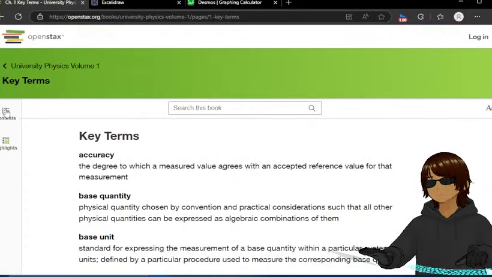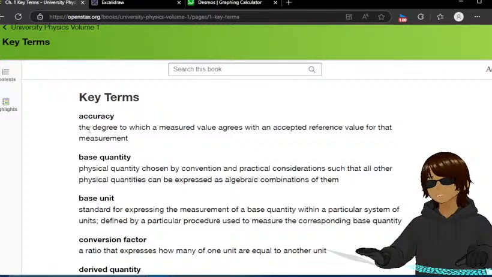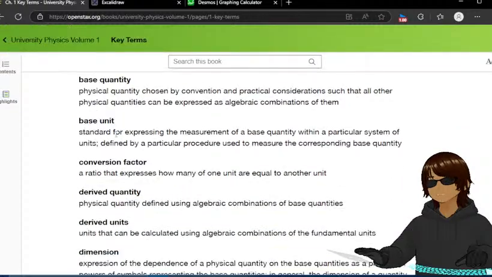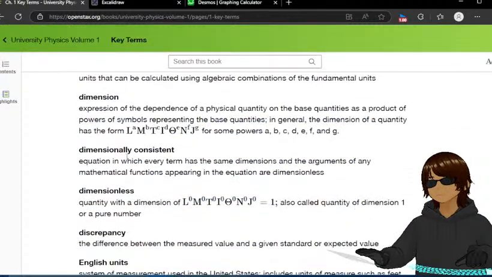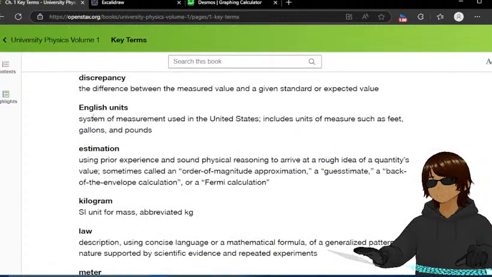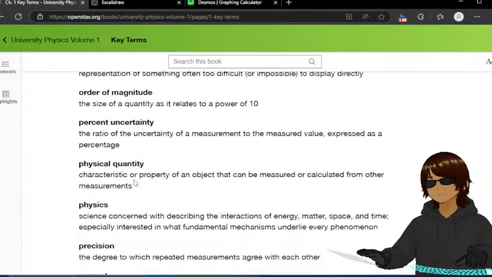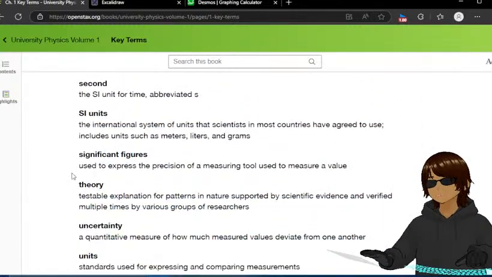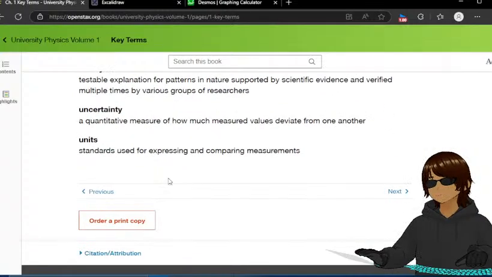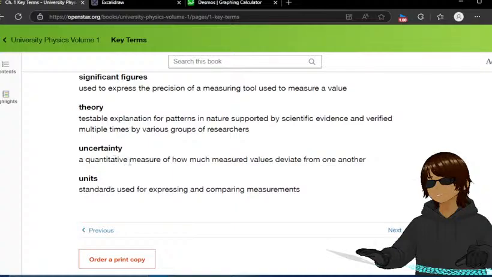Okay, so key terms: accuracy, the degree to which the measured value agrees with the accepted reference. English units, kilograms. Precision is used to express the precision of a measuring tool used to measure a value, and certainly a quantitative measure of how measured values deviate from one another.